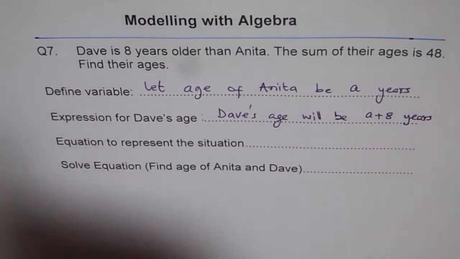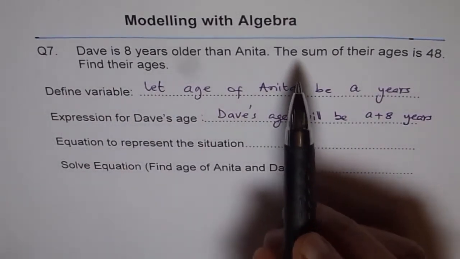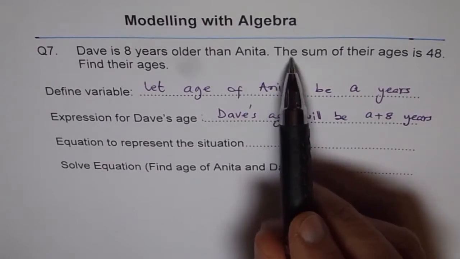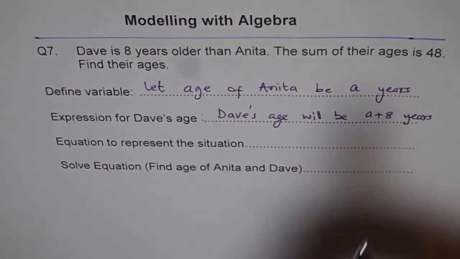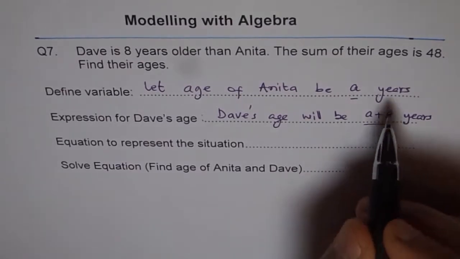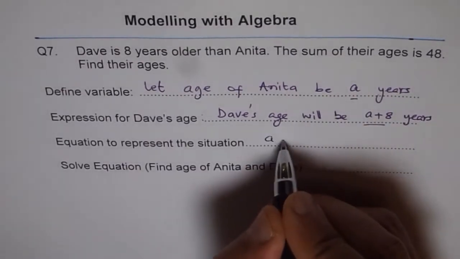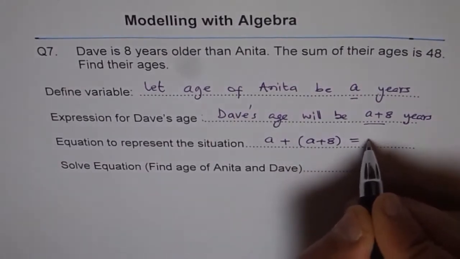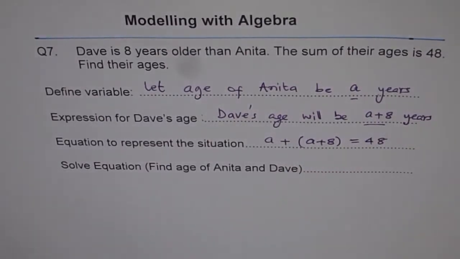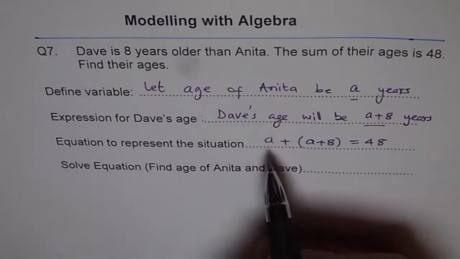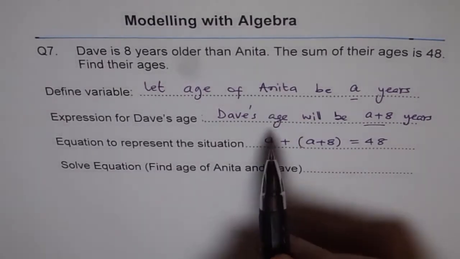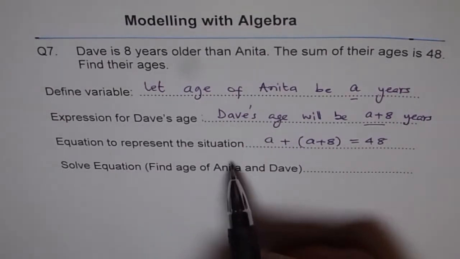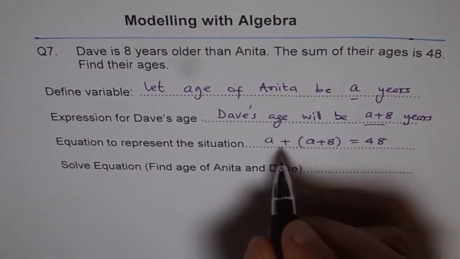8 years older. Now we can write an equation for this situation. The sum of their ages is 48. That means if I add this and this, I should get 48. That means A plus A plus 8 equals 48. Correct? Find their ages means we've got to solve this equation and find the variable A. Once we know A, we know Anita's age, and then we'll add 8 and get Dave's age. That's the solution, correct? So let's try to solve it.